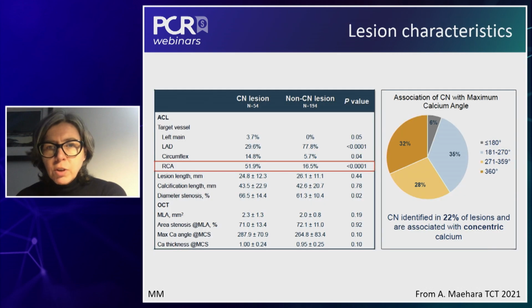And what Akiko found in the pooled OCT analysis was, as I think a lot of us see clinically, that nodules were more common in the right coronary artery. But interestingly, what she also found was that most of the nodules were associated with underlying concentric calcium. So in 60% of the cases that had a nodule, the arc of calcium was over 270 degrees behind the nodule. And in over 90% of the cases, there was at least 180 degrees of calcium deep underneath the nodule and the vessel wall.